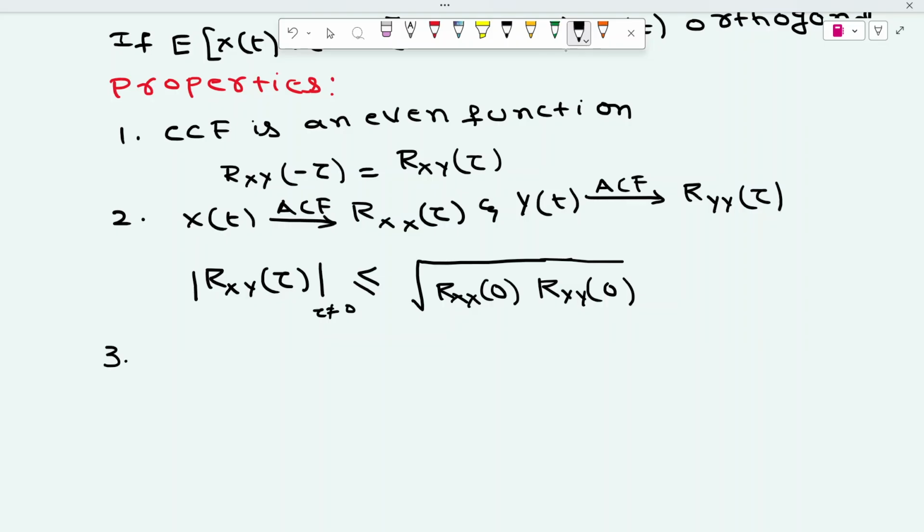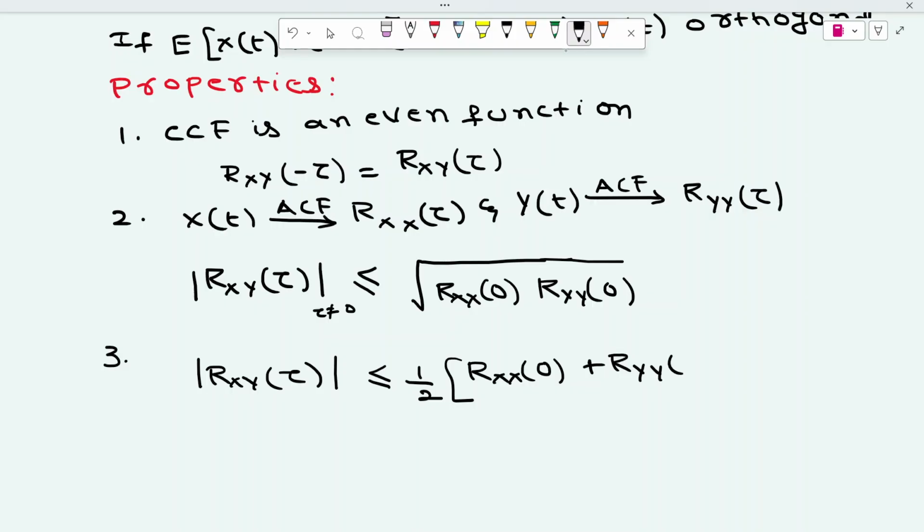Similarly, it also has another relation: magnitude of rxy of tau is always less than or equal to 1 by 2 into rxx of 0 plus ryy of 0.